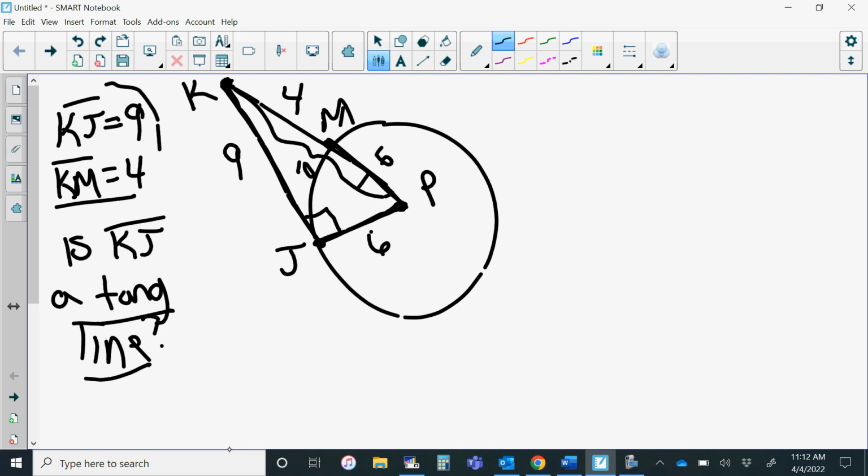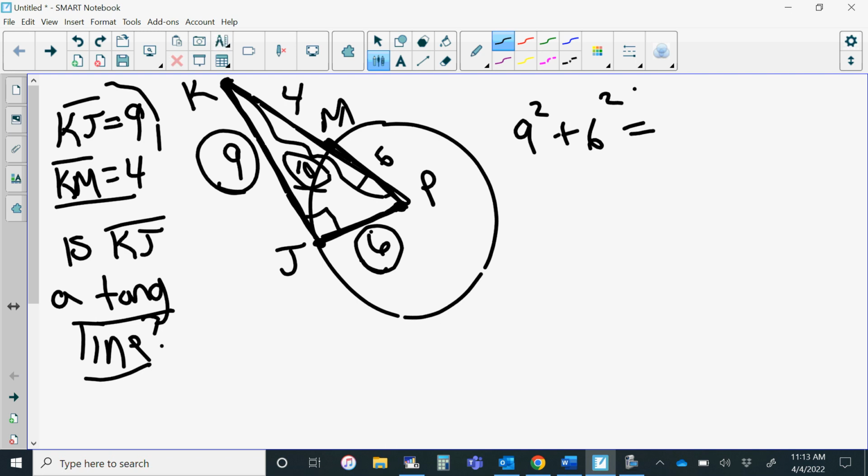If that's a 90-degree angle, then this has to be a right triangle. Yes? If that's a right triangle, then a squared plus b squared has to equal c squared. So 9 squared plus 6 squared would have to equal 10 squared. Why did I put a question mark above that equal sign? We don't know if this is a 90-degree angle. We're trying to kind of figure that out.